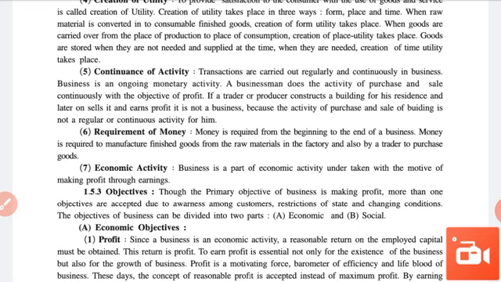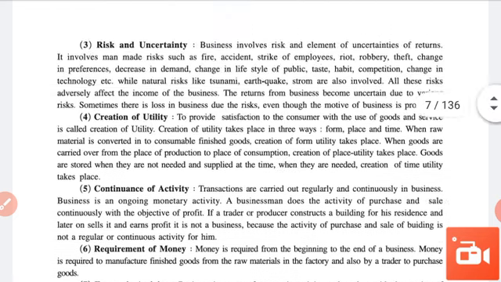Then economic activity. Business is a part of economic activity undertaken with the motive of making profit through earnings. Right? The business motive is profit making, and profit making is the ultimate objective of economic activity. So business is called economic activity. Here we complete the characteristics of business.